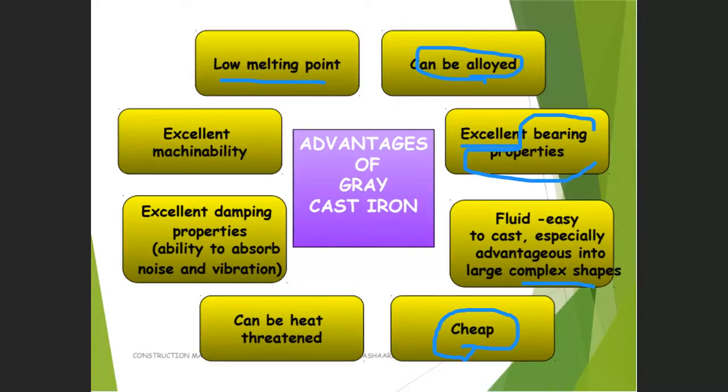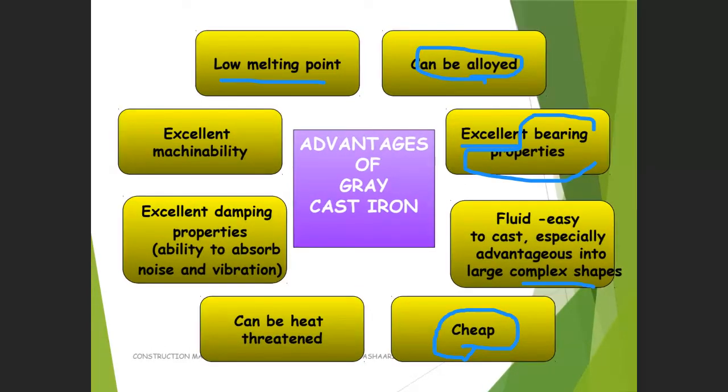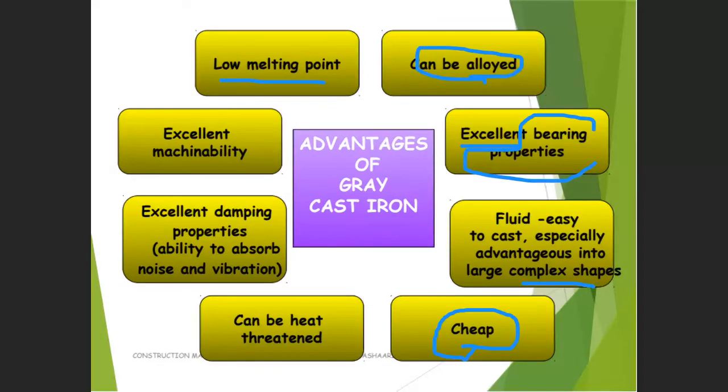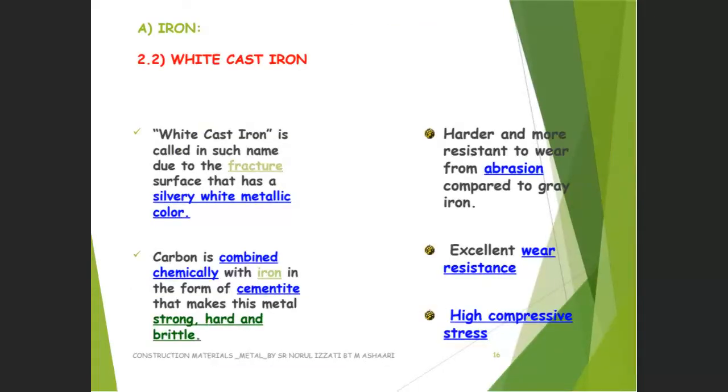It can be used to produce the alloy. It has excellent damping properties, means the ability to absorb noise and vibration, and definitely excellent machinability due to the high ductility as compared to another material. So these are the advantages of the cast iron, but you have to read it with the scenario or with the situation that is needed.